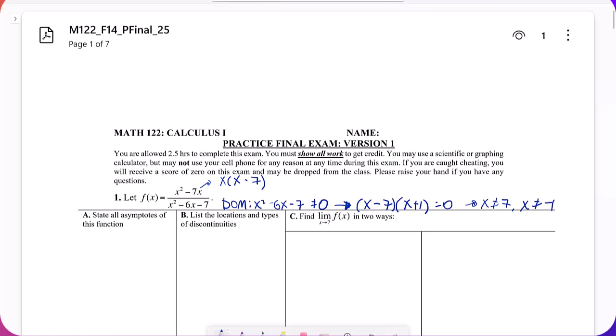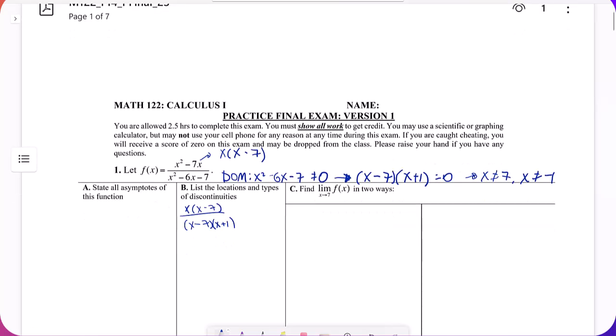x is equal to 7, we know, is going to be a place where there's cancellation, right? And so since we have x minus 7, x minus 7, x plus 1, in effect, we're going to end up having cancellation right here. And so therefore, as long as x is not equal to 7, this is equivalent to this. This will have a removable discontinuity because the x minus 7 factor was removed at x equals 7. Okay.